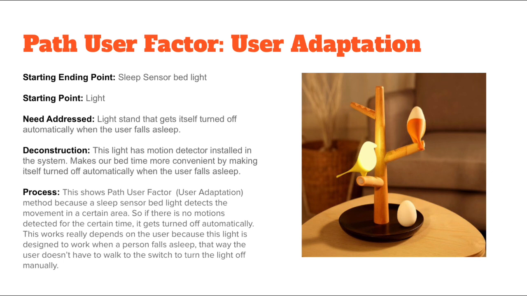So for the process, this shows path user factor method, because a sleep sensor bed light detects the movement in a certain area. So if there's no motions detected for the certain time, it gets turned off automatically. This really depends on the user, because this light is designed to work when a person falls asleep. That way the user doesn't have to walk to the switch to turn the light off manually.